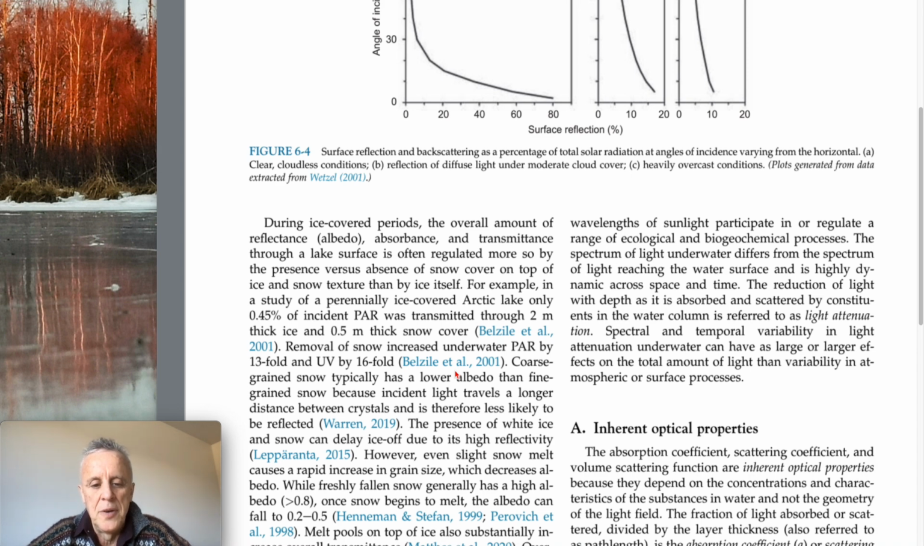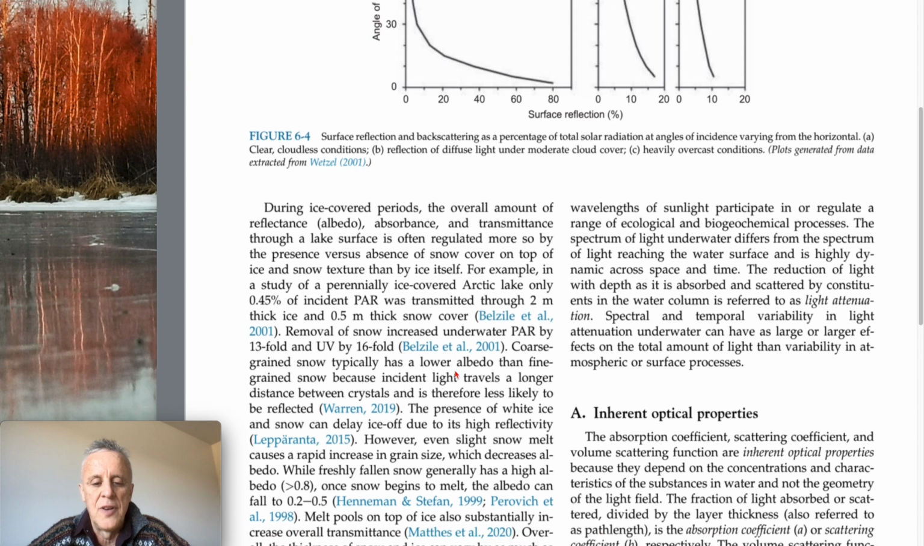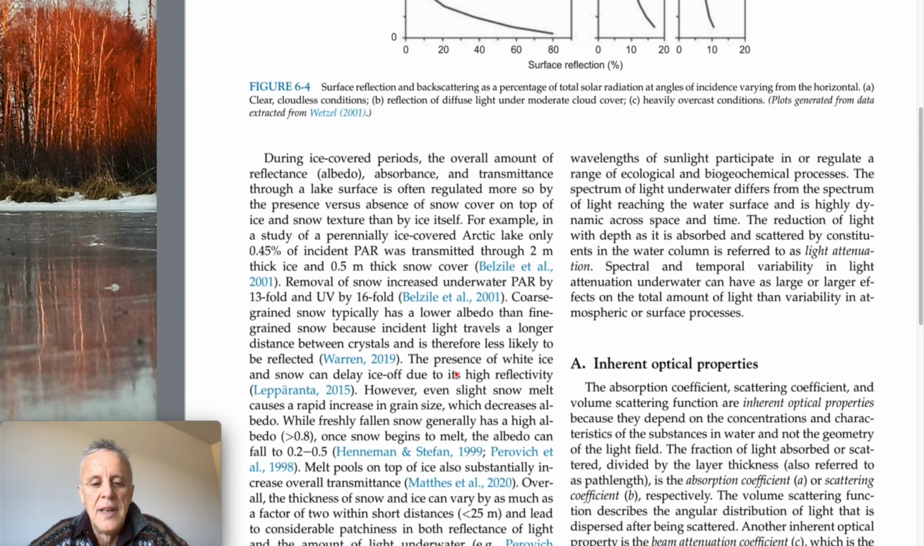During ice-covered periods, the overall amount of reflectance, albedo, absorbance, and transmittance through a lake surface is often regulated more so by the presence versus absence of snow cover on top of the ice and snow texture than by ice itself. For example, in a study of a perennially ice-covered Arctic lake, only 0.45% of incident PAR was transmitted through 2 meters thick ice and 0.5 meters thick snow cover. Removal of snow increased underwater PAR by 13-fold and UV by 16-fold.